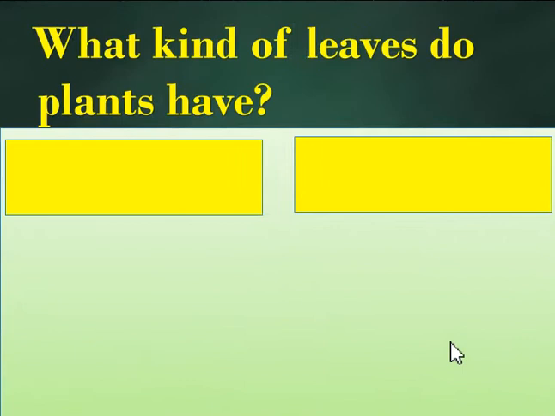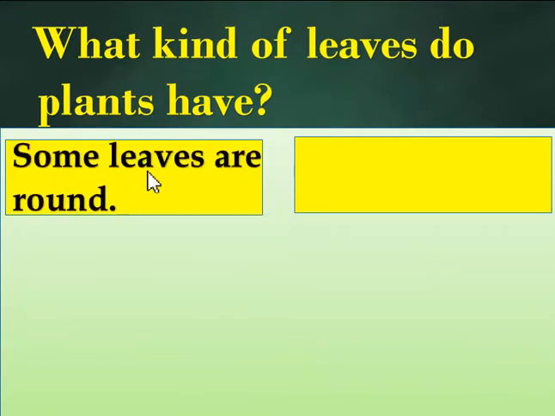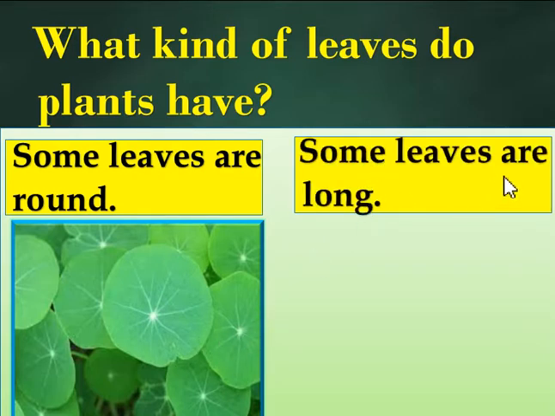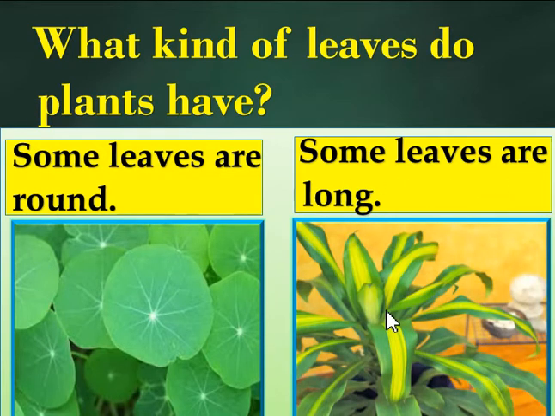Next, some leaves are round. When you say round, it is a circle; the shape of the leaves is round. And some leaves are long. Again, some leaves are long, like in this picture. The leaves are so long.